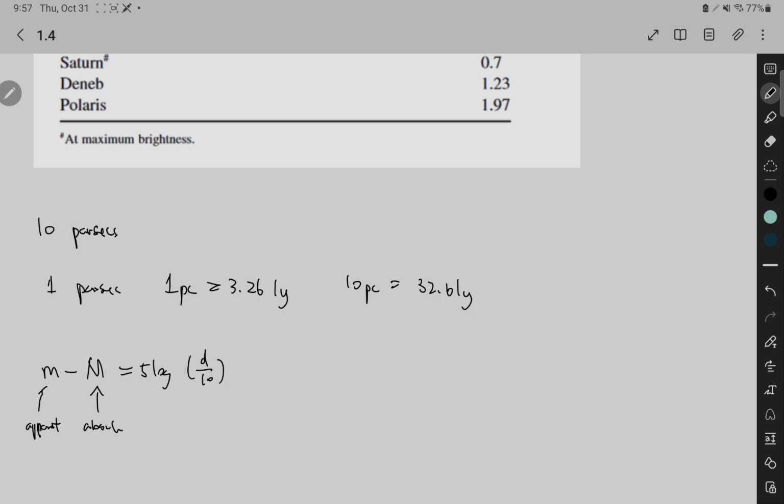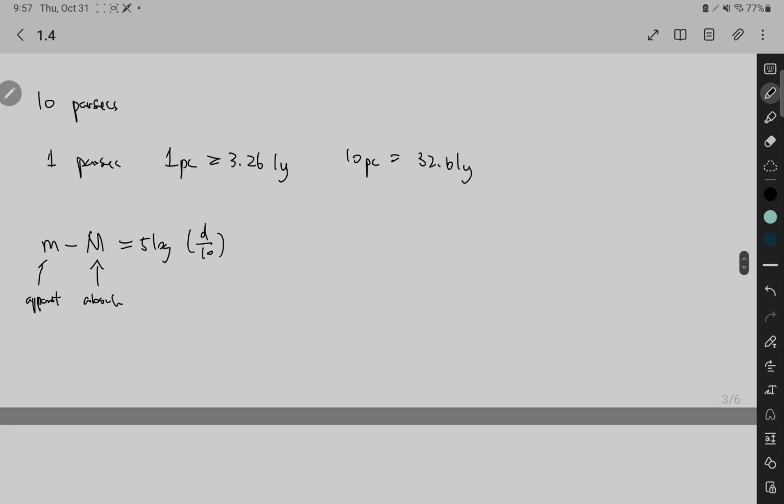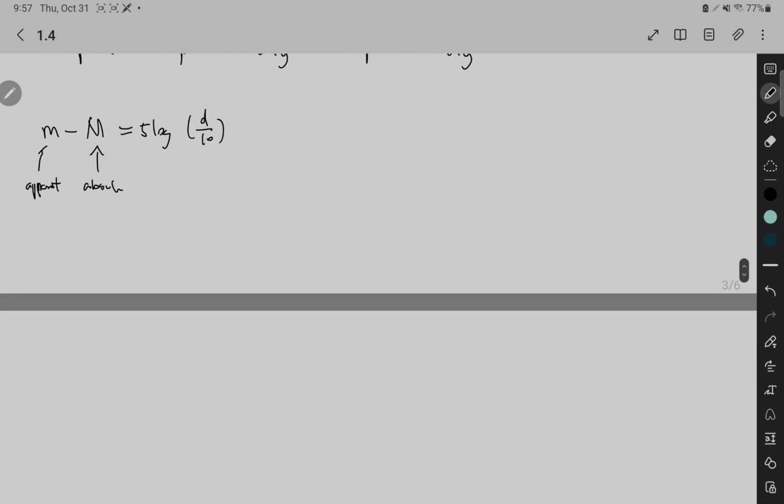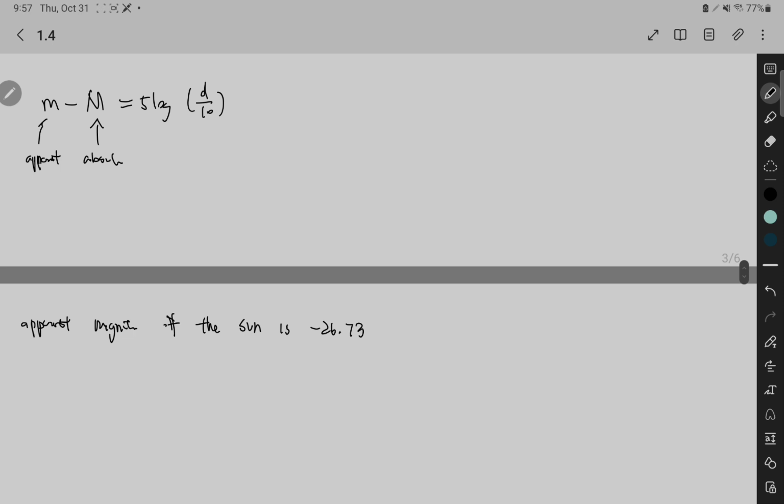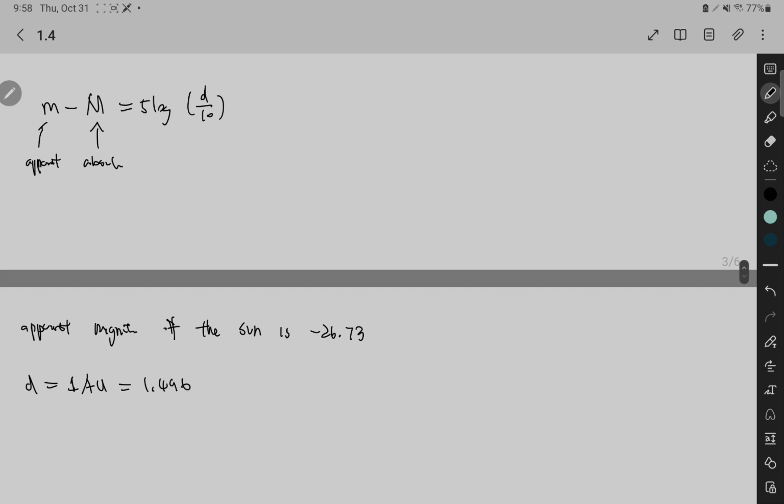So one example I can ask you to do: now if we know the apparent magnitude of the sun is negative 26.73, I ask you to calculate the absolute magnitude. What would you do? Well, we know that the distance from Earth to the sun is 1 AU. So d is going to be equal to 1 AU. This is the distance between us and the sun, right? It's going to be 1.496 times 10 to the power of 13 centimeters.